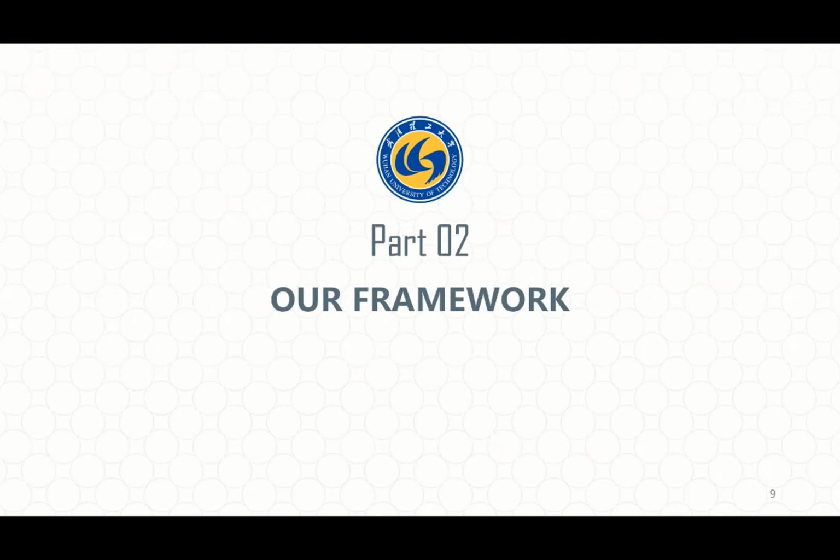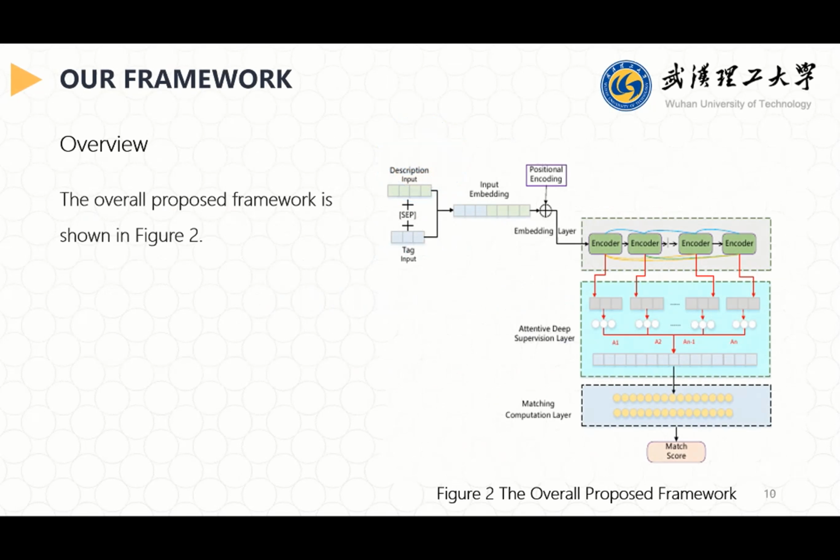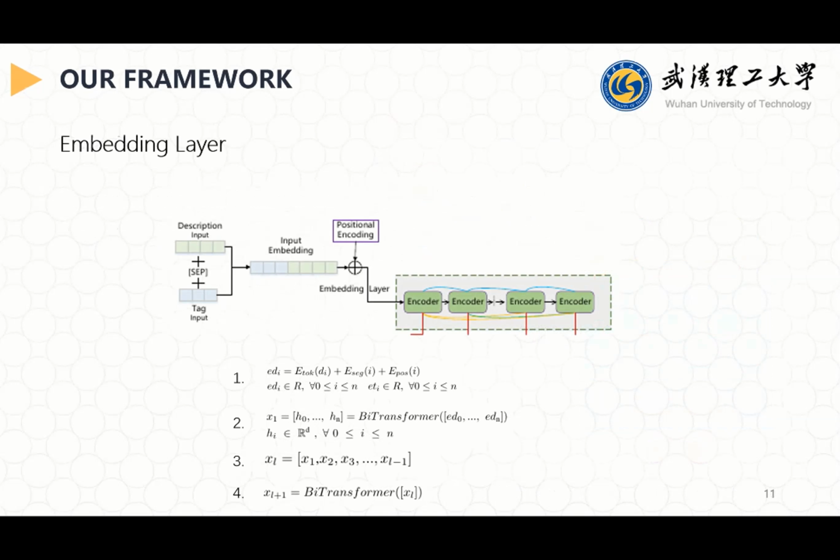Next, I will introduce our framework. The overall proposed framework is shown in Figure 2, which contains 3 layers. In embedding layer, the hidden state of nth layer can be computed according to equation 4.